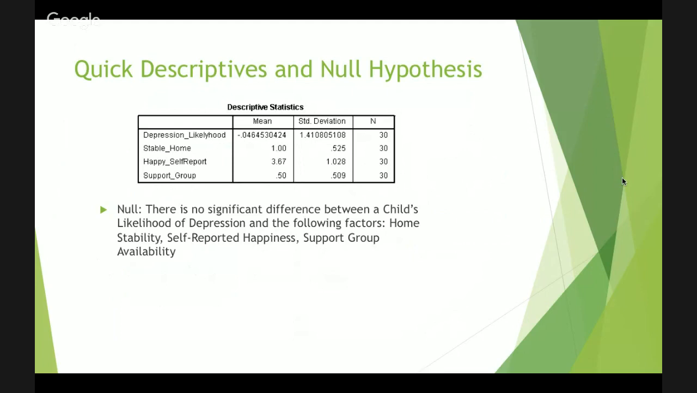And we're using these as the descriptives. There's the means, standard deviations, and the number of participants. And then our null hypothesis is that there is no significant difference between a child's likelihood of depression and the following factors: home stability, self-reported happiness, and support group availability.